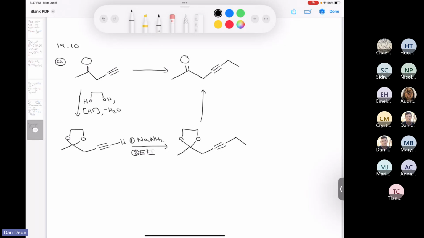So I'll just put here H3O+, or you can put H2O and H+, that will work either way. Just dilute acid is going to remove the acetal. There we go, there's that one.